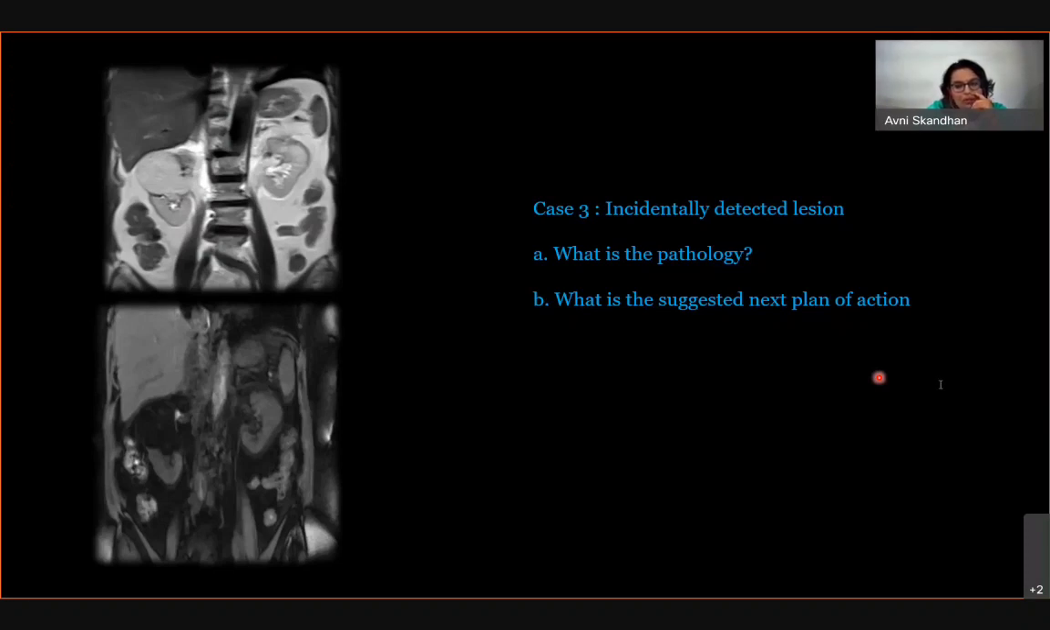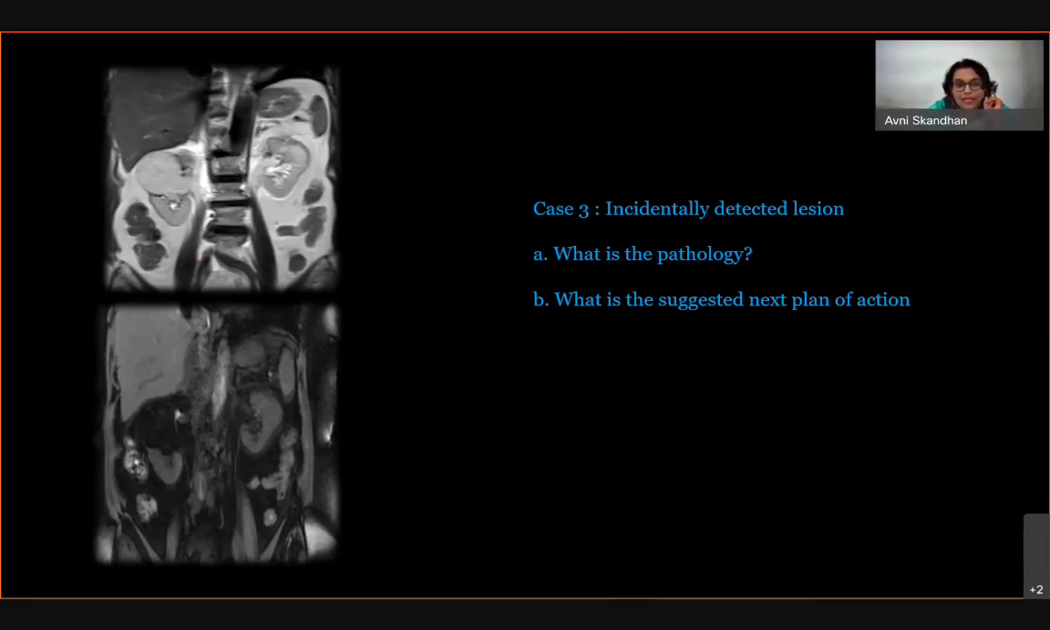Yes, it is an angiomyolipoma. Why are we saying it's an angiomyolipoma? Why are we saying it so confidently? You're just seeing a single lesion, so you wouldn't label it as VHL.